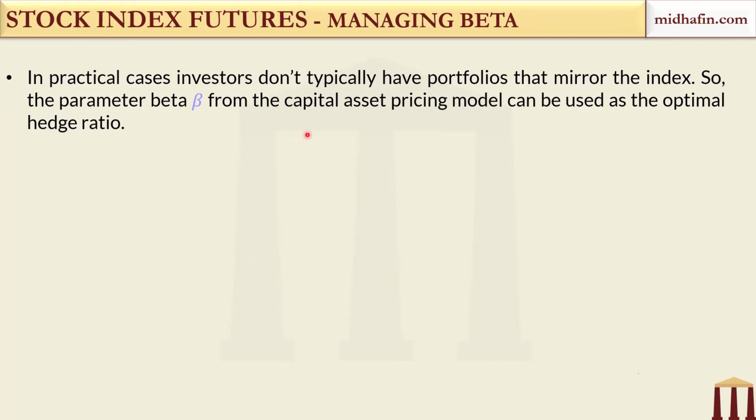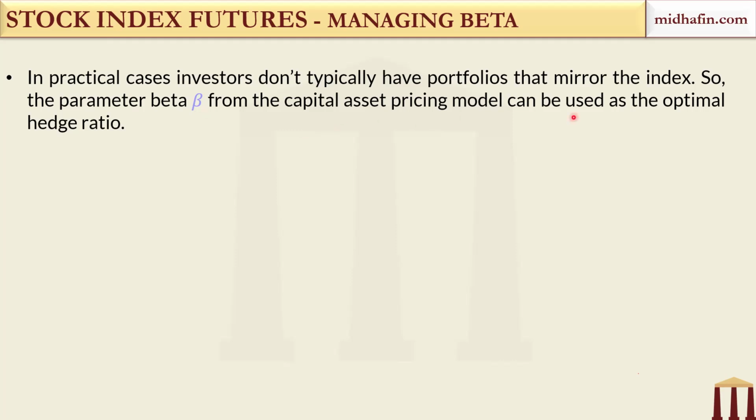You will definitely try to get some extra return apart from the index. Even if you don't try for that, it is actually very difficult for you to exactly make sure that the proportion of all the stocks in your portfolio is same as the index, because even the index composition is changing every day, right? So in this case, the best proxy for H star is actually beta from the capital asset pricing model.